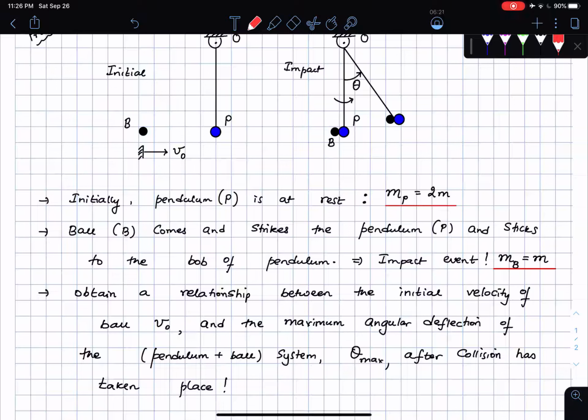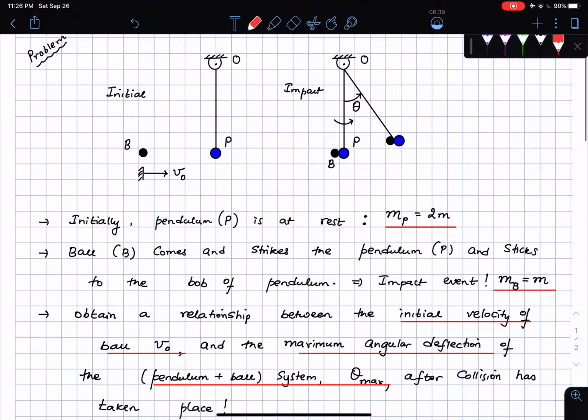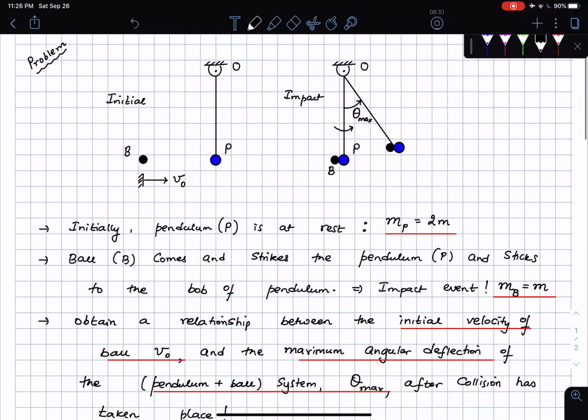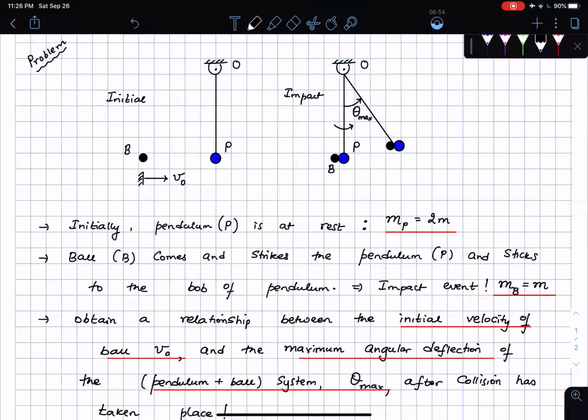The pendulum strikes with an initial velocity. So here is the initial velocity of the ball, and we need to find out the relationship between V naught and the maximum angular deflection of the pendulum bob or ball system after the collision has taken place. If I call this angle theta max, I need to find the relationship between V naught and theta max after the impact has taken place. So this is the problem, and we are told that the ball and the pendulum bob stick to each other.